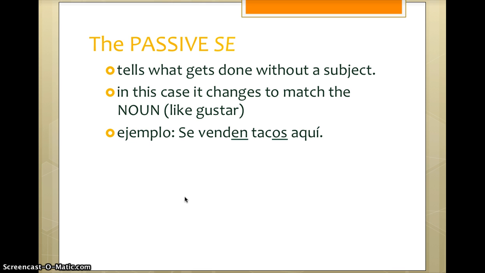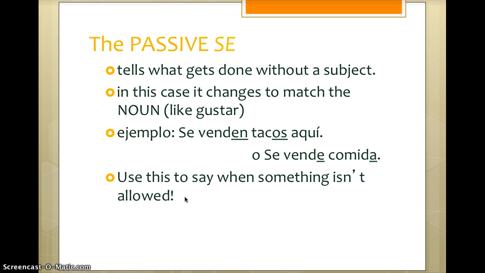So if we look at the ejemplo, se venden tacos aquí. Venden goes to box 6 because tacos is plural. And it means tacos are sold here. Who sells the tacos? Whoever's working that day. But if it's a taco shop, they're going to sell tacos. Again, it's saying what gets done without saying who does it. You could also say se vende comida. In that case, comida is singular, so vende goes to box 3. Se vende comida.